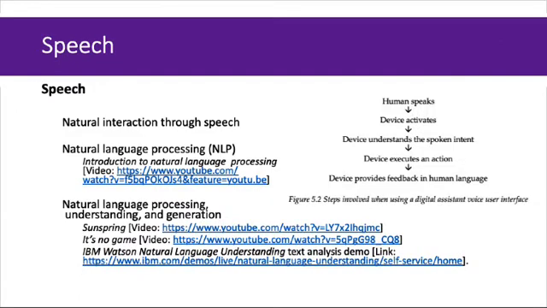Speech. Natural interaction through speech. AI systems must be able to accurately recognize and understand speech to communicate effectively with humans and to perform tasks. Using voice assistants such as Alexa, Google Assistant, or Siri is an example of natural interaction through speech.